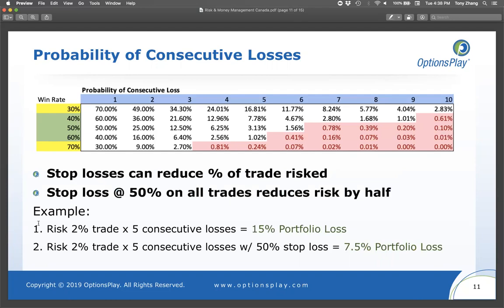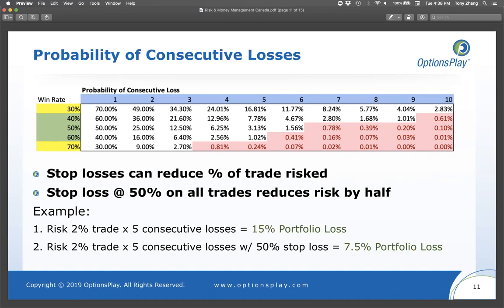So if, let's say, you're risking 2% of your account per trade and you have 5 consecutive losses, that will result, sorry about the typo here, but that's actually a 10% portfolio loss. But if you do the same trade where you're risking 2% of your account per trade and you have 5 consecutive losses, but you put a 50% stop loss on your option orders, now you're only risking half as much. Instead of 10%, it would actually be 5%.